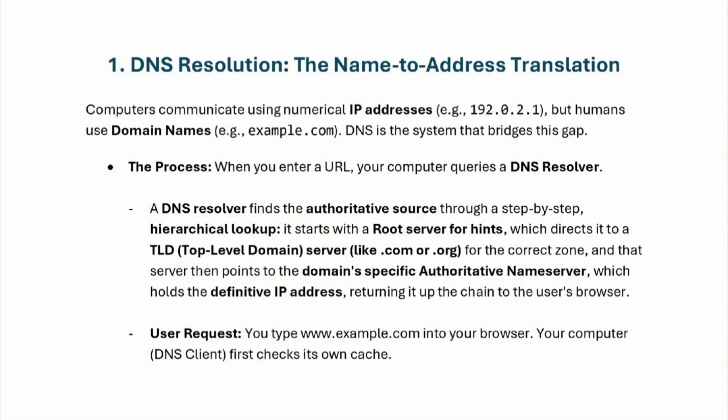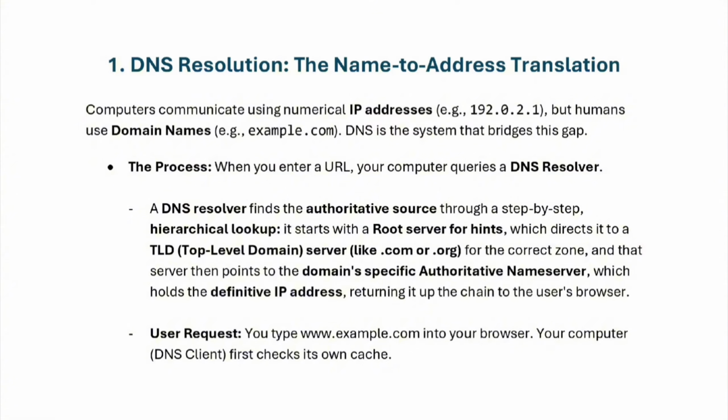DNS is Domain Name Service. Computers communicate using IP addresses such as 192.0.2.1, but humans use domain names like example.com. DNS is a system that bridges this gap. So the IP address is what the computers or devices understand. For us, we use the domain name like google.com, but computers only understand IP addresses to fetch the domain you are looking for.